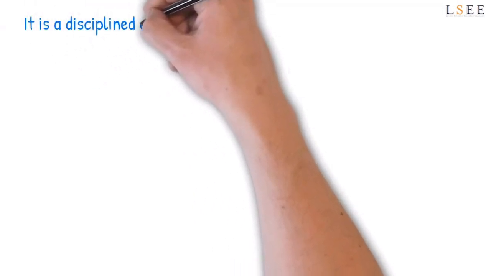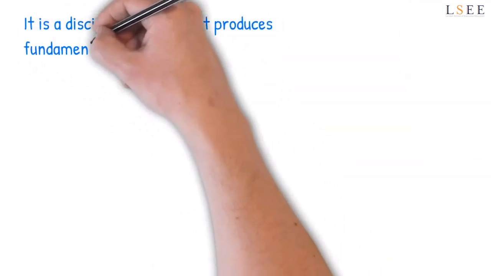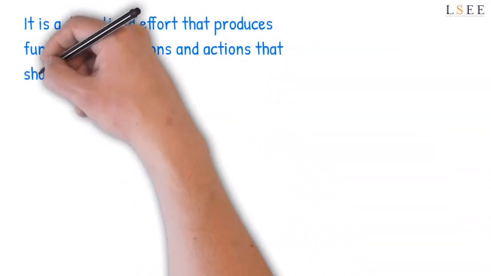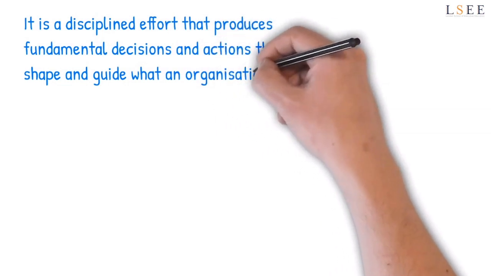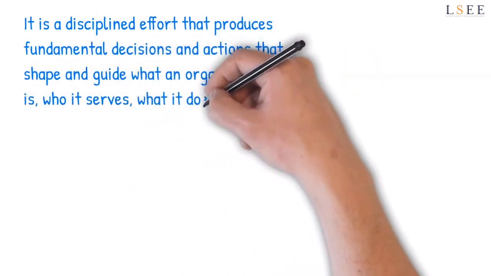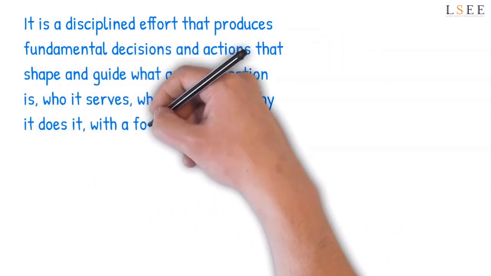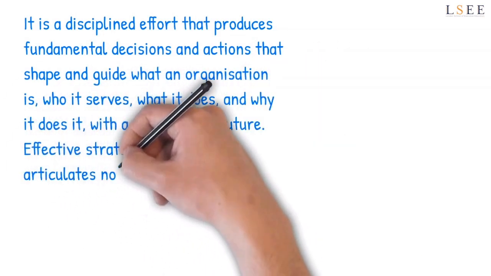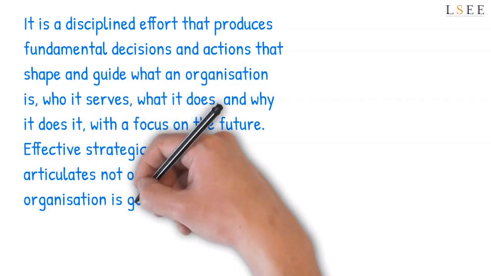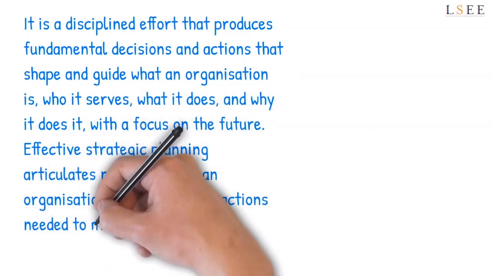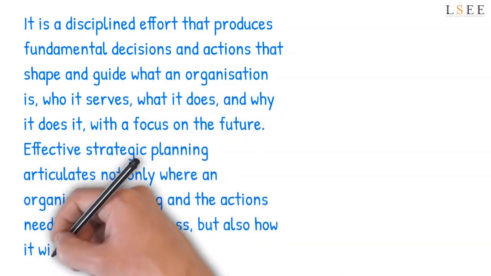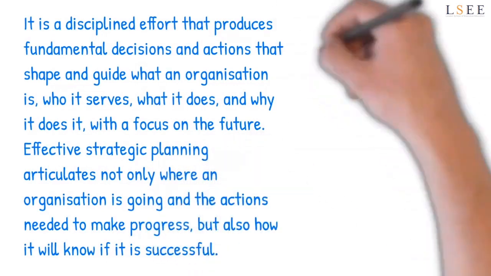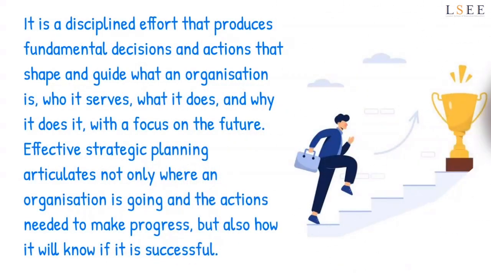Strategy Management Group, 2019. It is a disciplined effort that produces fundamental decisions and actions that shape and guide what an organization is, who it serves, what it does, and why it does it, with a focus on the future. Effective strategic planning articulates not only where an organization is going and the actions needed to make progress, but also how it will know if it is successful.